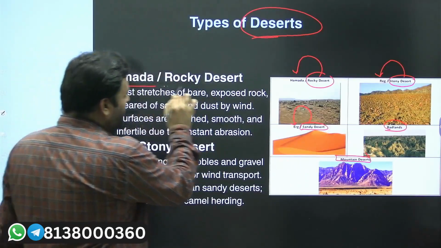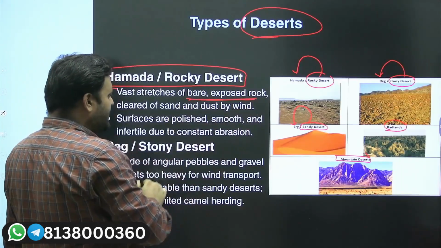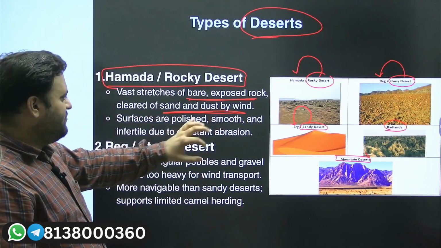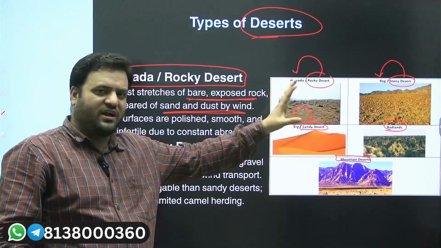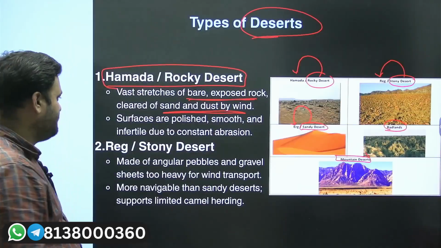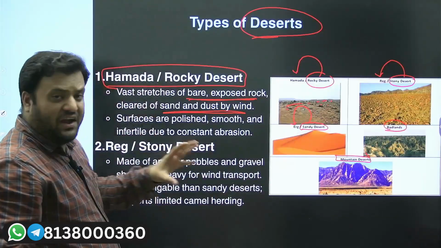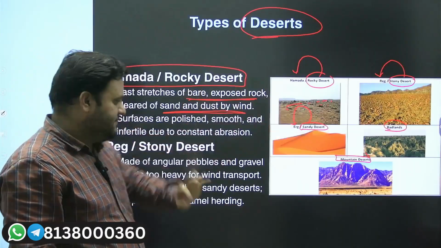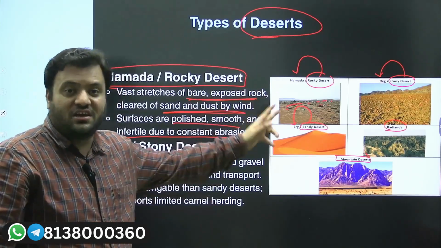So Hamada, or Rocky Desert, is basically bare. Here we'll see exposed rocks, cleared of sand and dust. The wind leads to the removal of sand and dust, and that's how the rocky part is exposed. This desert will be called Hamada. These surfaces are polished and smooth, and yes, they are infertile, so they cannot support the growth of any vegetation. They are polished, smooth, and infertile due to constant abrasion.